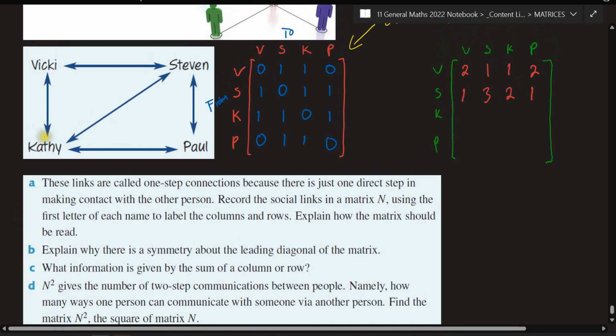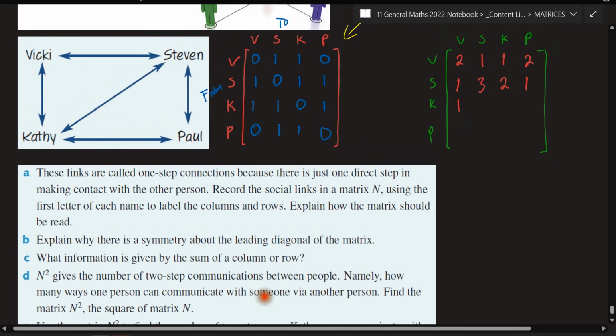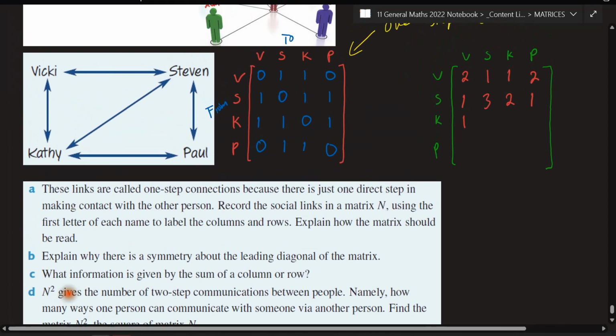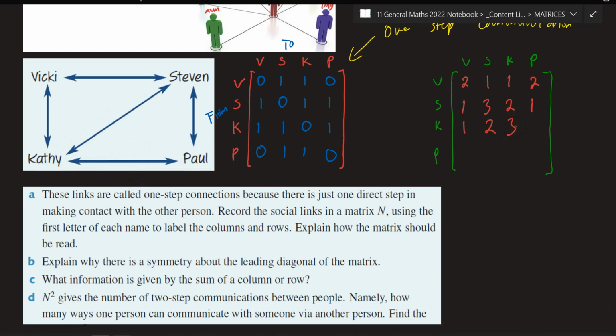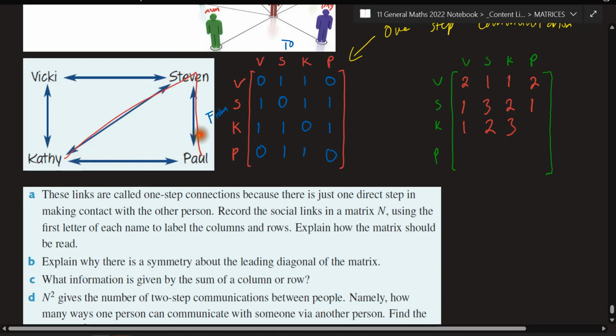K to V, there's 1 there, I can see. K to S, so there's 1, and then 2. There's 2 there. K to itself, so this one would be 1, 2, 3. And notice again, there's also some sort of symmetry with some of the numbers. All right, K to P, I can see that there's 1 there.